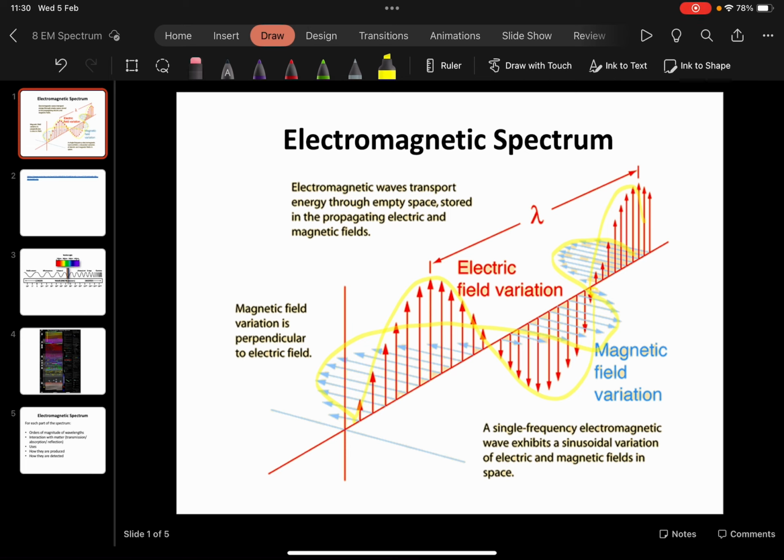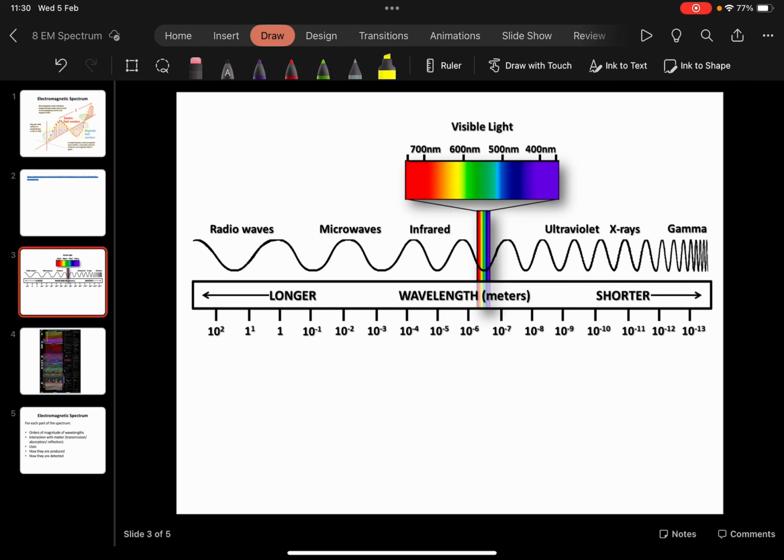There's a common property for all electromagnetic waves, which is that they travel at the speed of light, 3 times 10 to the 8 meters per second. Now, you need to be aware of the wavelengths of each part of the spectrum. So there is the spectrum, and if you were to be provided with a wavelength of a wave, you would need to be able to identify exactly which part of the spectrum it's relating to. That's a piece of work that you're going to be looking at following this video.